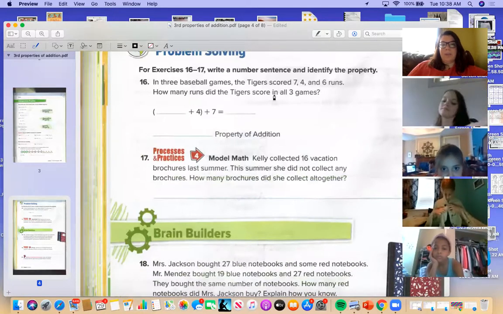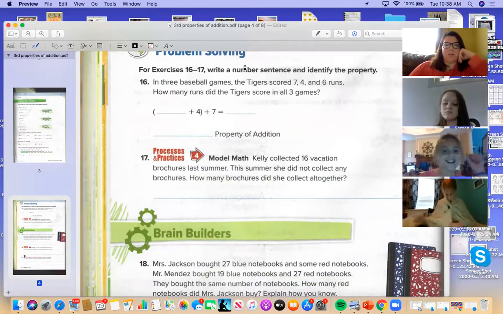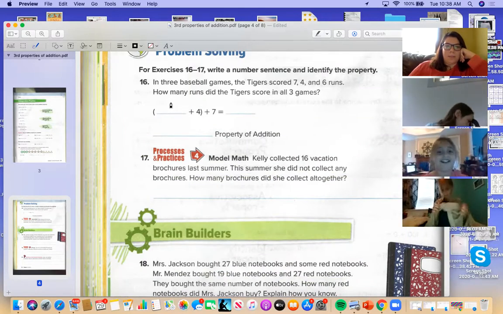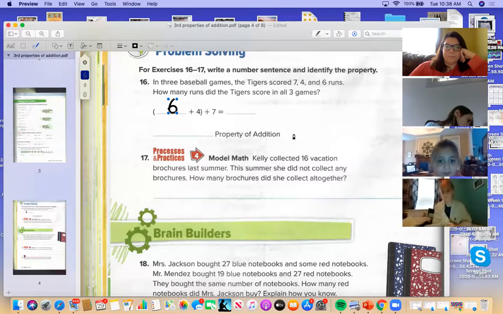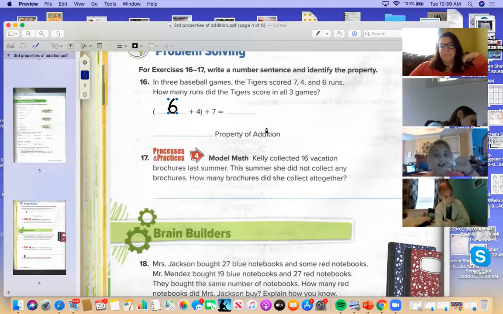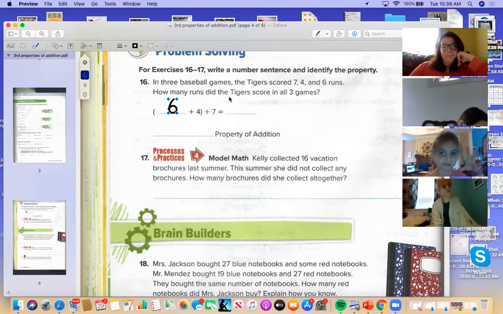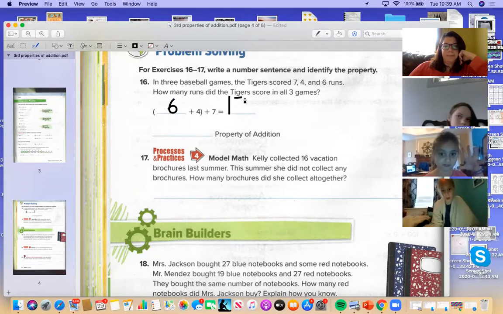In 3 baseball games, the Tigers scored 7, 4, and 6 runs. How many runs did the Tigers score in all 3 games? So we still need to add the 6. So 6 plus 4 is what? Charlotte. What's 6 plus 4? 10. Plus 7? 17. And what property of addition is that?